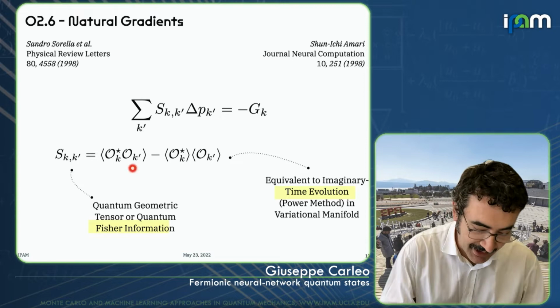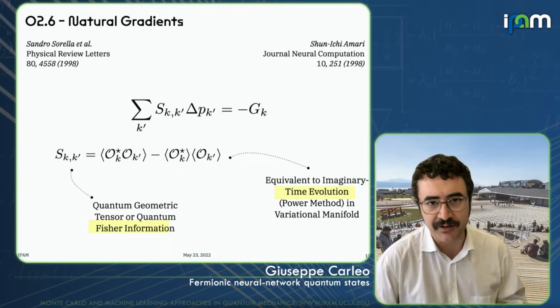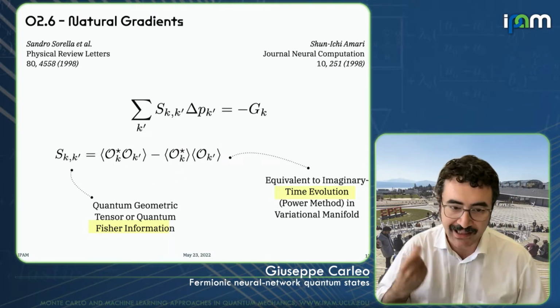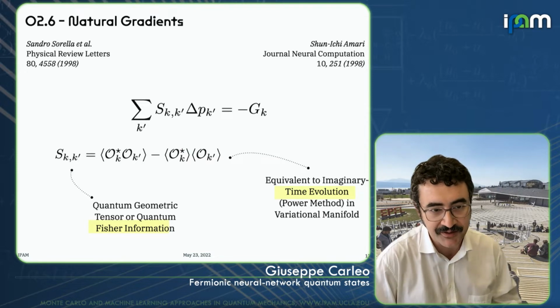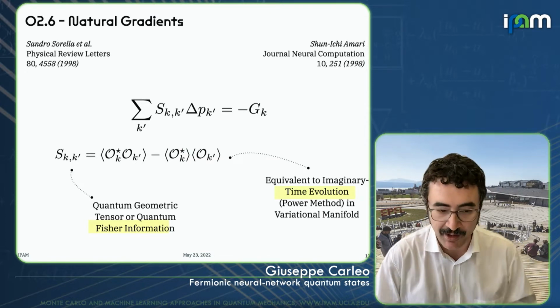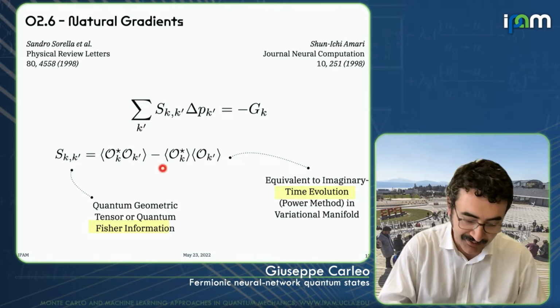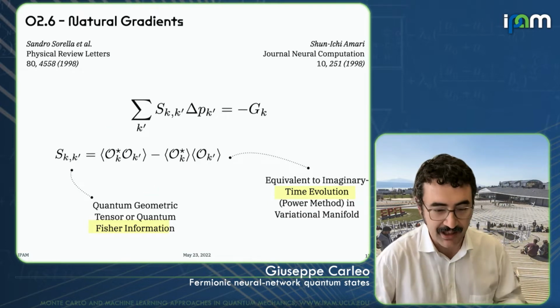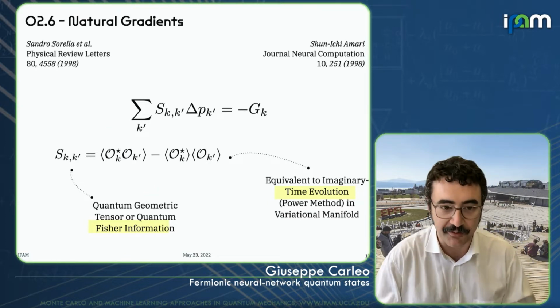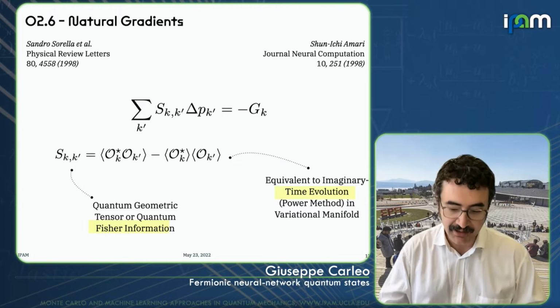I also would like to stress that in modern implementations, the scaling of this approach is only linear with the number of variational parameters. So we don't really have quadratic scaling methods. We can apply these techniques on clusters of GPUs for millions of parameters pretty efficiently these days.